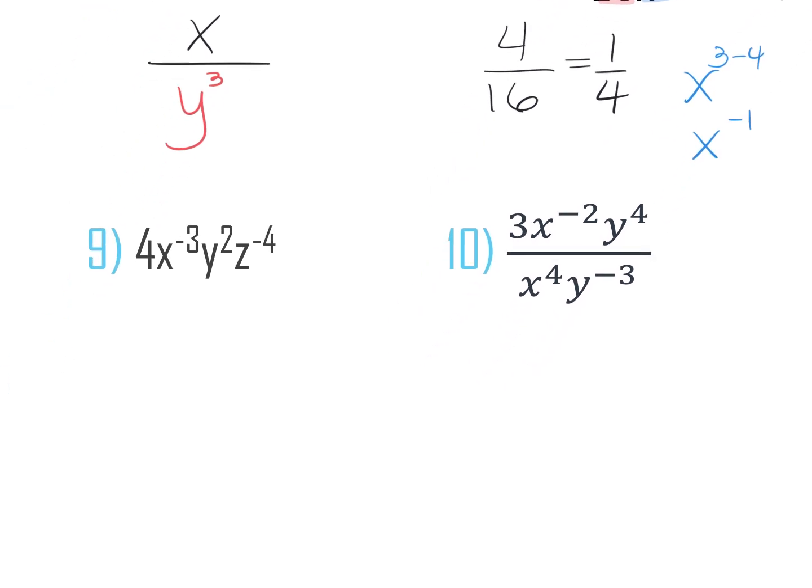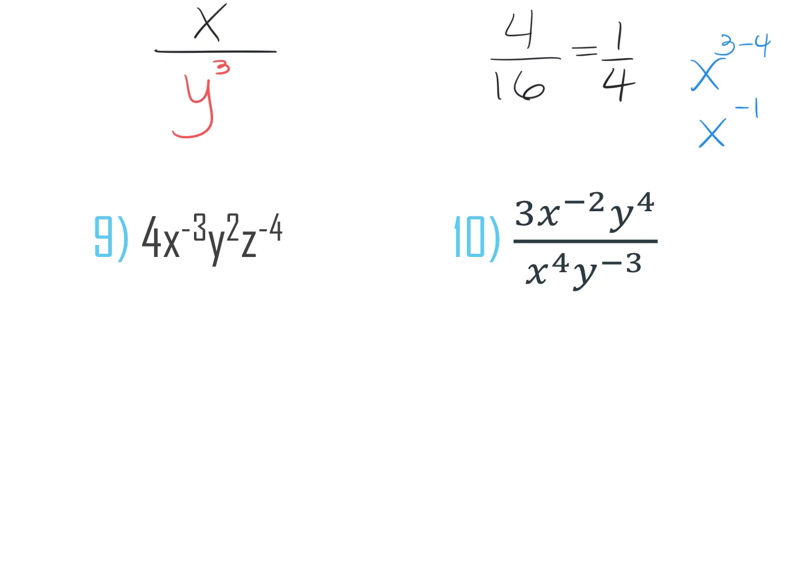So on number 9, it just said simplify. So I need to get this to turn positive and this one. So anything that does not have a negative exponent is going to stay in the numerator, and everything that has the negative exponent, I'm moving to the denominator.